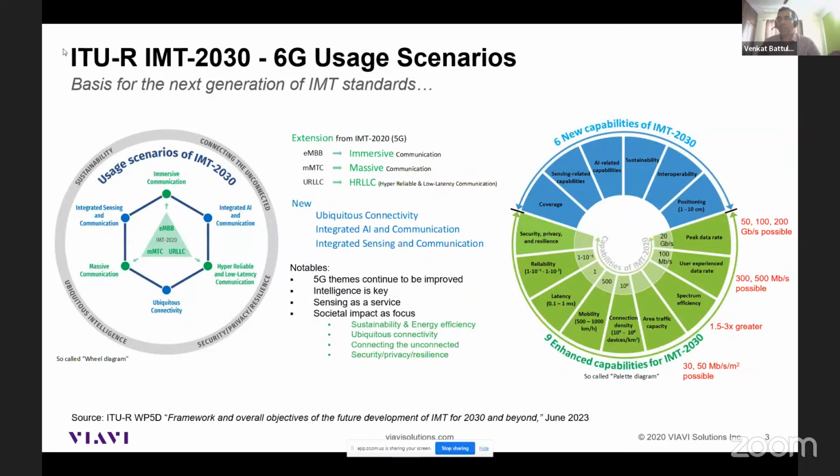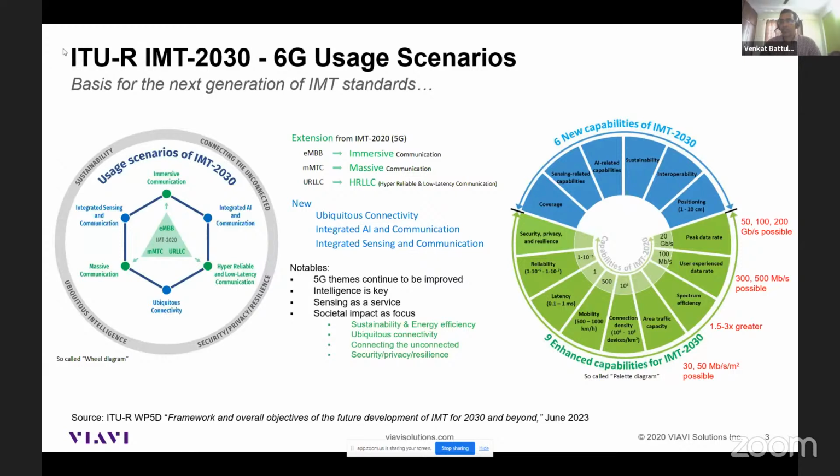Okay, and the bottom nine enhanced capabilities are listed in green. Security is a common aspect, privacy, resilience, reliability, latency, mobility, which is a crucial aspect of 6G. We'll talk about that mobility aspect in high-speed trains. Even in India, as part of Atmanirbhar Bharat, new use cases are coming up in fast-moving trains, etc.